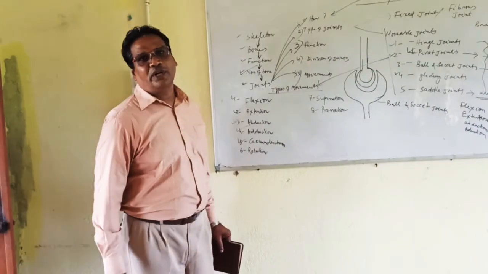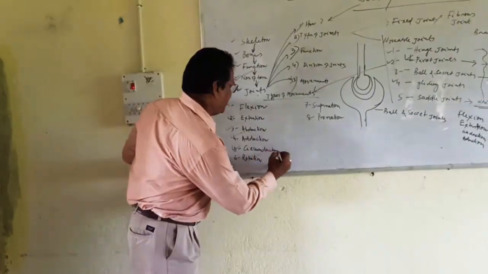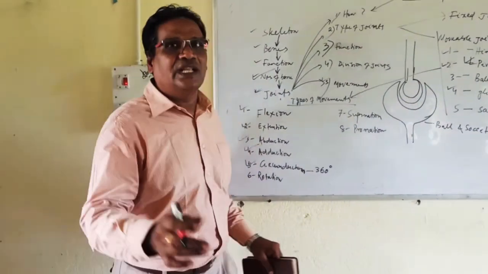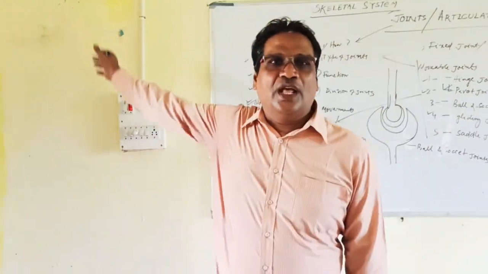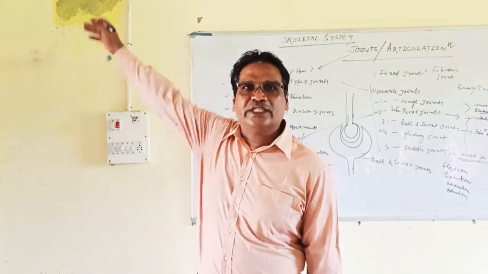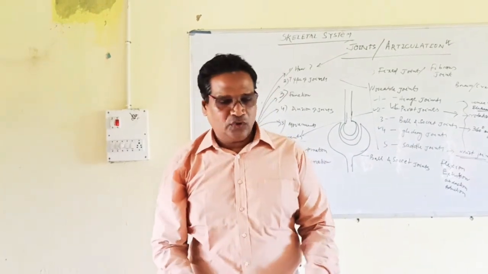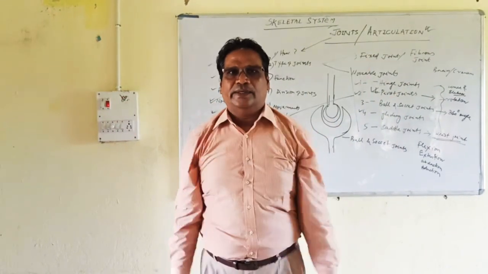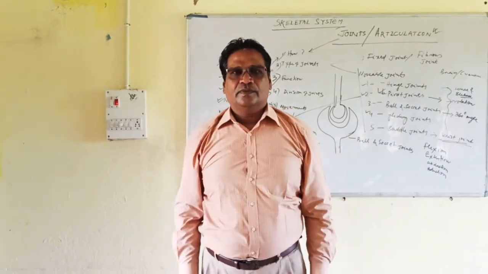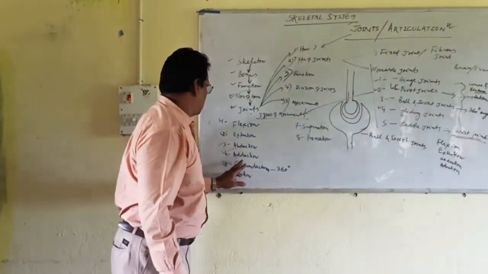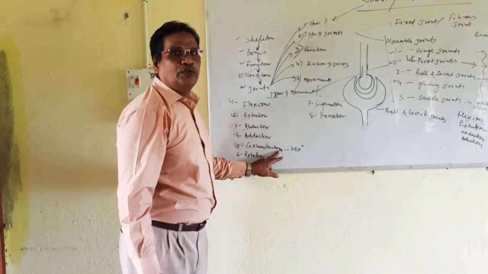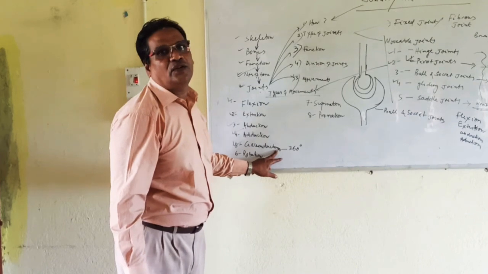Next is your circumduction. Circumduction I already told you, that is 360-degree movement. Only see the rotation. This is 360-degree movement. Both arms also you can rotate. This is 360-degree movement. Okay, this is circumduction. The angle at the joint makes a 360 degree movement.